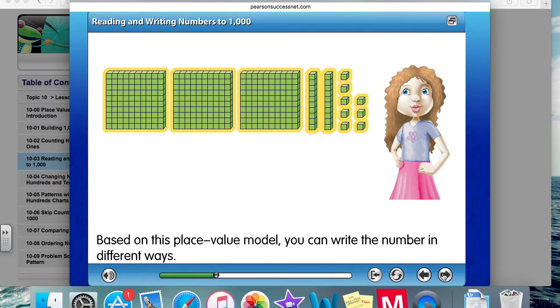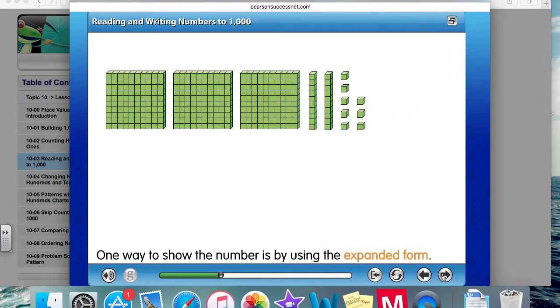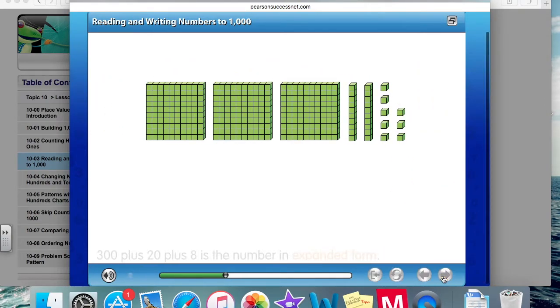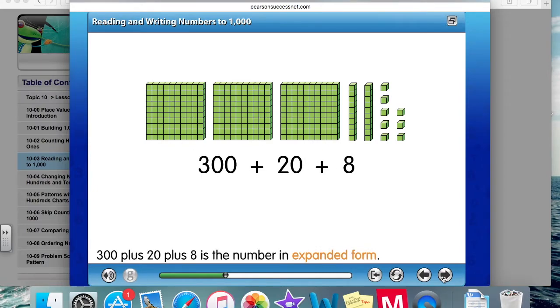Based on this place value model, you can write the number in 3 different ways that we talked about at the very beginning of the video: standard form, expanded form, and number word. One way to show the number is by using the expanded form. 300 plus 20 plus 8 is the number in expanded form. So let's see where they got those numbers from. They got 300 from the 3 hundreds flats. If you count the flats by hundreds, it would go 100, 200, 300, which is where they got this number 300 from.